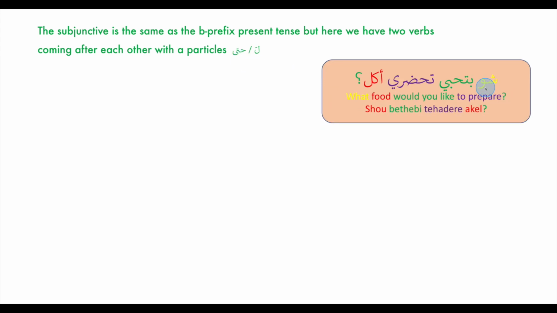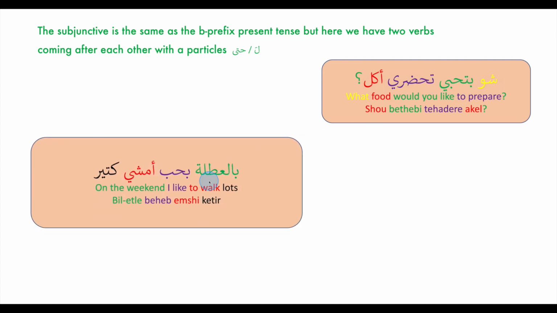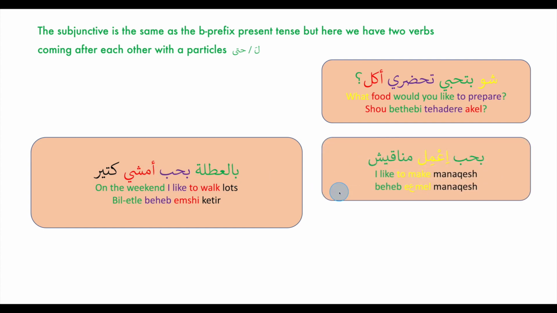Some more examples. شو بتحبي تحضري أكل؟ شو بتحبي, what do you like; تحضري, you prepare; أكل, food. Both are conjugated in the present tense, with you feminine. بالعطلة بحب امشي كتير. بحب, I like; امشي, I walk. Both are in the present tense with I. بحب أعمل مناقيش. I like to make مناقيش, which are stuffed pastries.